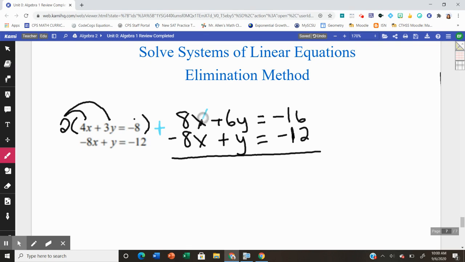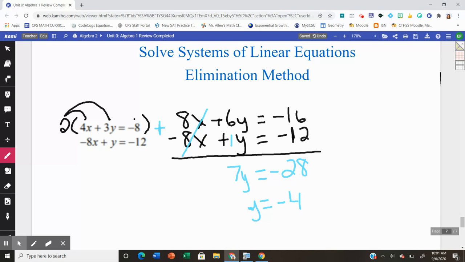When we do that, we already talked about it. The x's eliminate. Y's, I end up with 6y plus 1y. You can put a 1 there if you want a placeholder. Gets us 7y. On the right-hand side now, if we add these together, again, be careful with your negative signs here. A negative 16 plus a negative 12 is negative 28. If I divide now, I get that y is equal to negative 4.